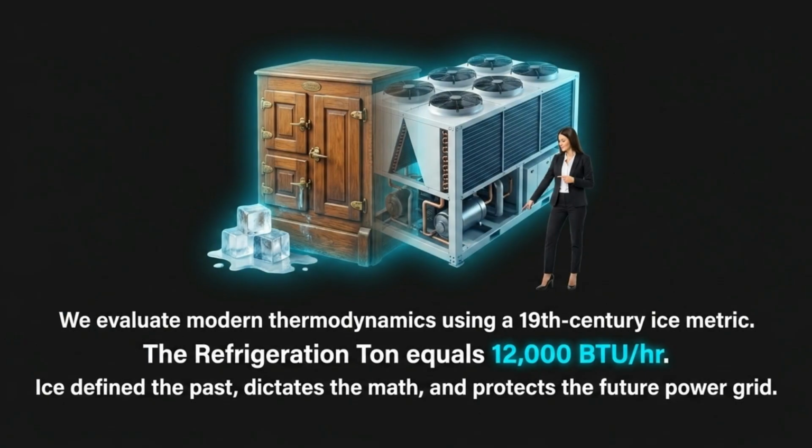The 19th century ice metric, the refrigeration ton, still dictates the math for modern thermodynamics, equaling 12,000 BTU per hour. Ice defined the past, dictates the math, and helps protect the future power grid.